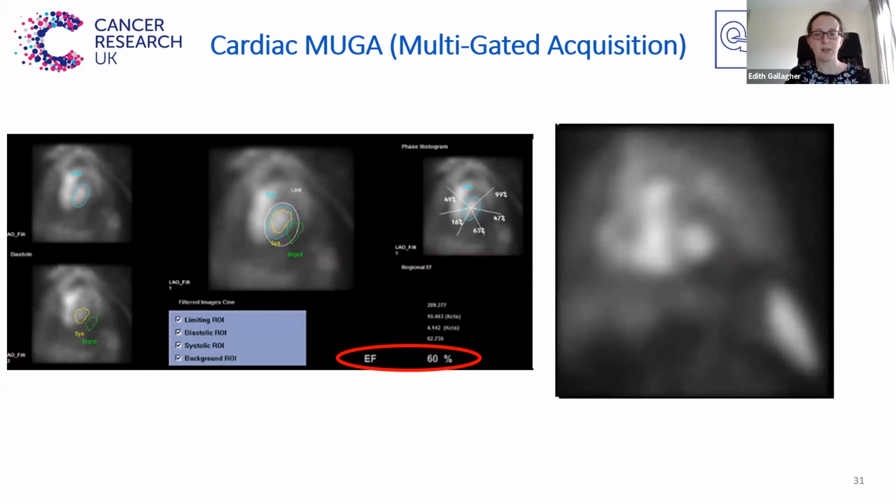Patients may have this test prior to starting treatment and then at regular time intervals during their treatment and possibly afterwards as well. For example, every 3 months to check how their heart is and to compare it to the original baseline measurement.